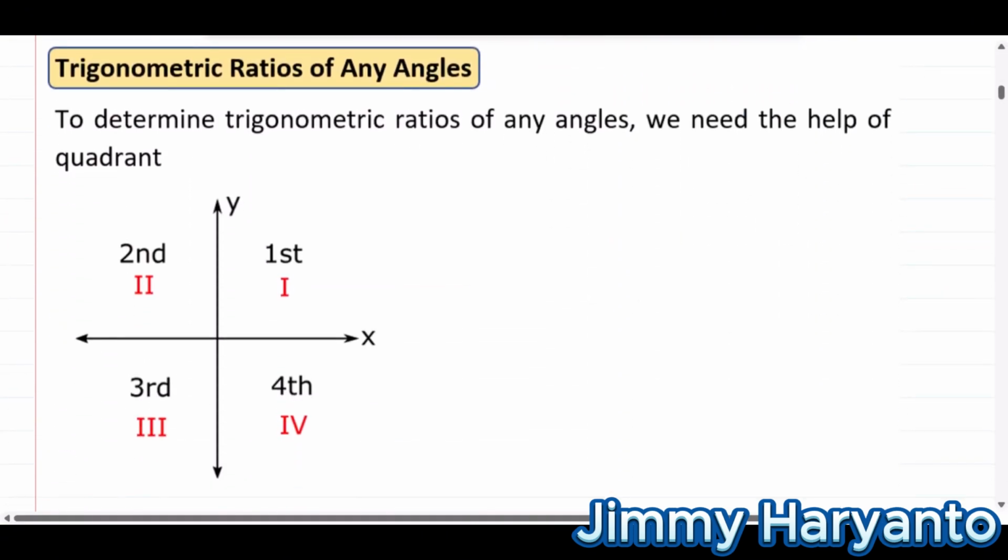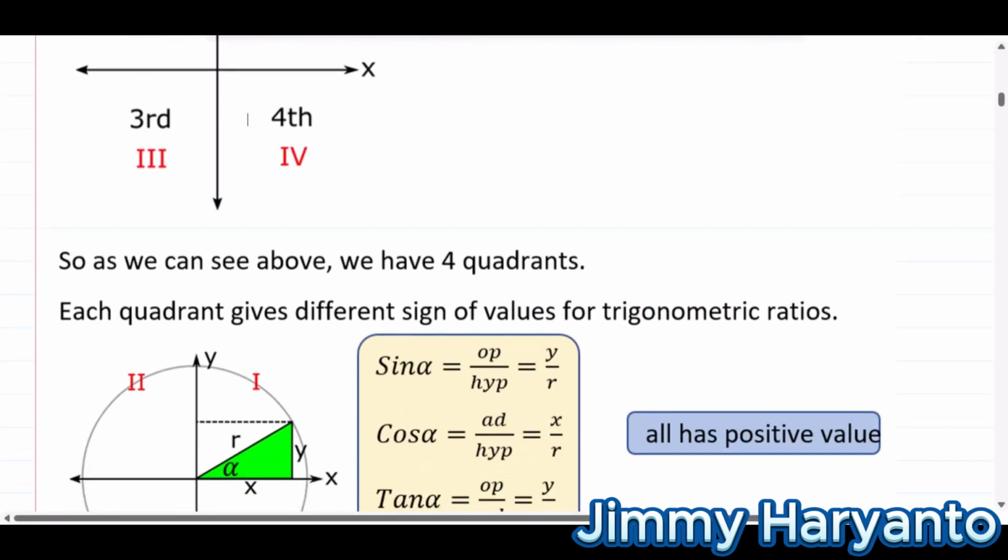Next is trigonometric ratios of any angles. For this one, we'll use the quadrants in the Cartesian plane, which are the first quadrant, the second quadrant, the third quadrant, and the fourth quadrant. The area of the first quadrant will be this one, in between x positive and y positive. The second quadrant will be right here, the third will be right there, and the fourth will be right here. Okay, let's go to the next one.